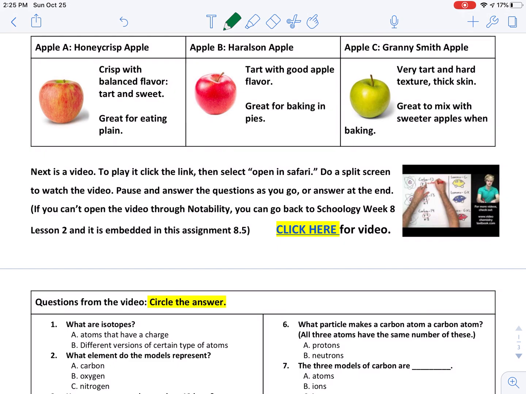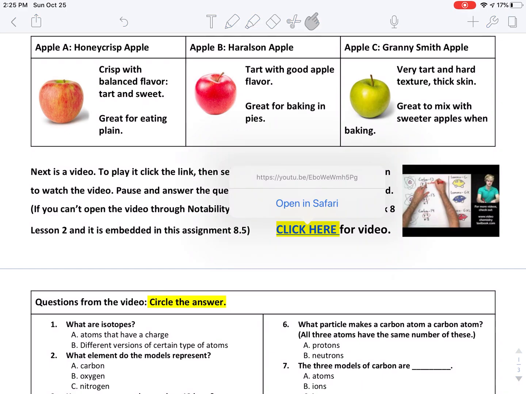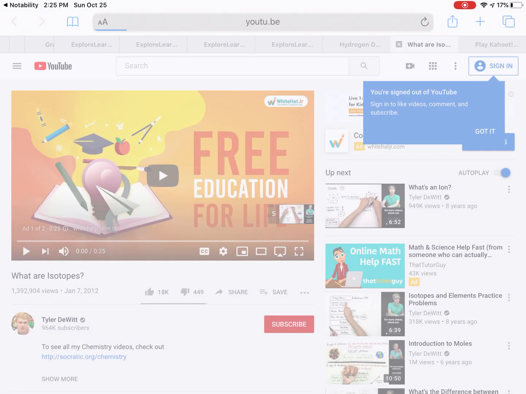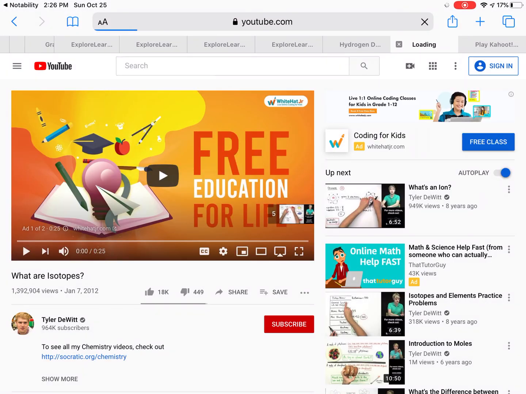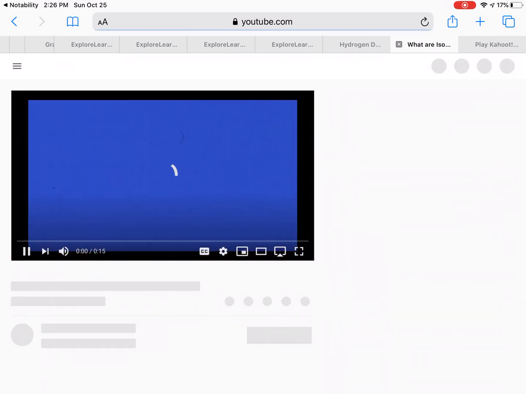Next is a video. To play, click the link, then select Open in Safari. Do a split screen to watch the video. Pause and answer the questions as you go, or answer at the end. If you can't open the video through Notability, you can go back to Schoology Week 8, Lesson 2, and it is embedded in this assignment 8.5. So I'll click here for the video, and you see that Open in Safari note. And if I do that, I should be able to watch the video and do a split screen to see the questions.